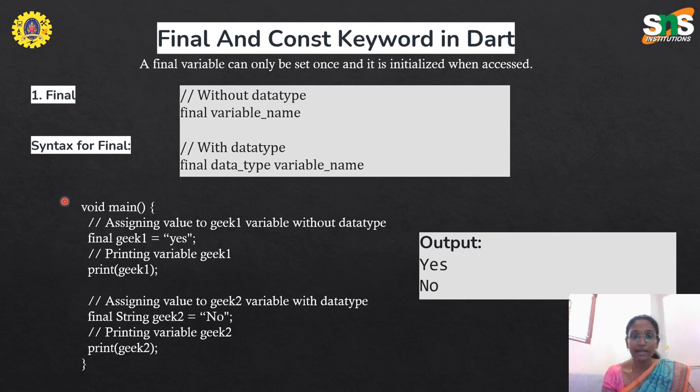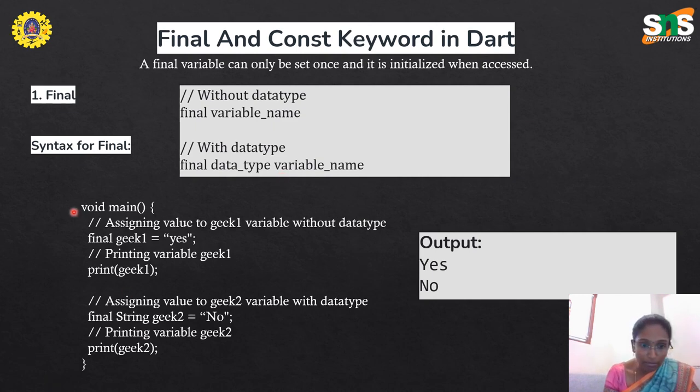The next one is final and const. Okay, this is the third method, final and const keywords in Dart. A final variable can only be set once. Okay, it will be set once. It's final, okay, it cannot be changed over there. But it is initialized when accessed. If you access the variable, it will be initialized once, as it is final. Okay, this is the syntax: final variable name. Otherwise, we are using the data types. Okay, final data type and variable name.